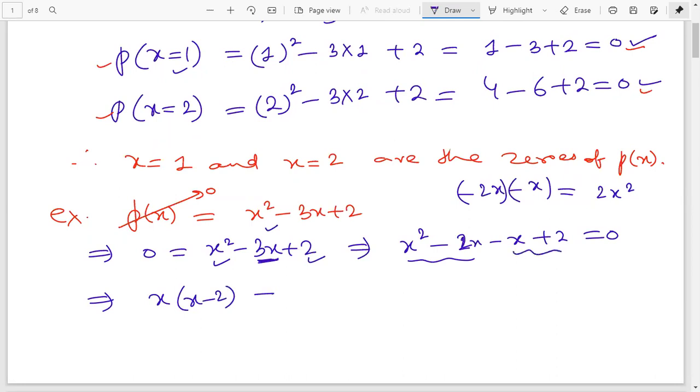Then from these two terms we can take minus 1 common. You know the process. This will once again repeat x minus 2. Then only our process is correct, 0. x minus 2 is 0, correct.